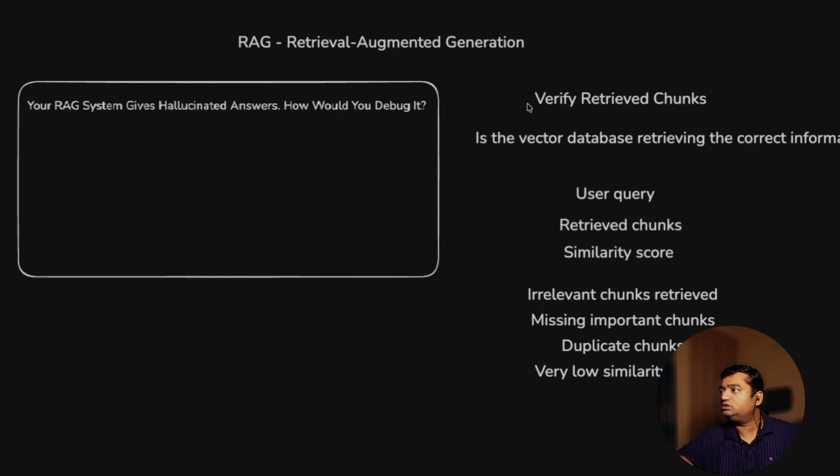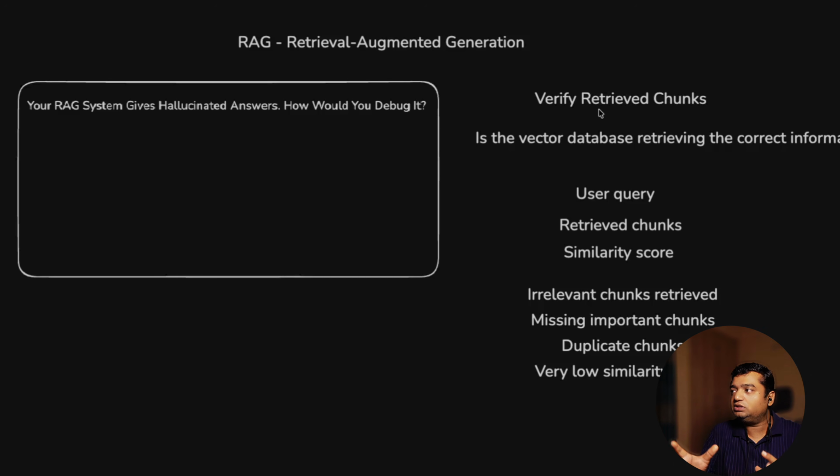So our first area is irrelevant retrieval of chunks. Verify the retrieved chunks, the chunks which you are getting as an output, and the confidence level of those chunks. The first thing is: is your vector database retrieving the correct information? Everything depends on the information which you provide from an external source, and that external source is provided through a vector database. So is the vector database retrieving the correct information? This is the first level of debugging you should do.